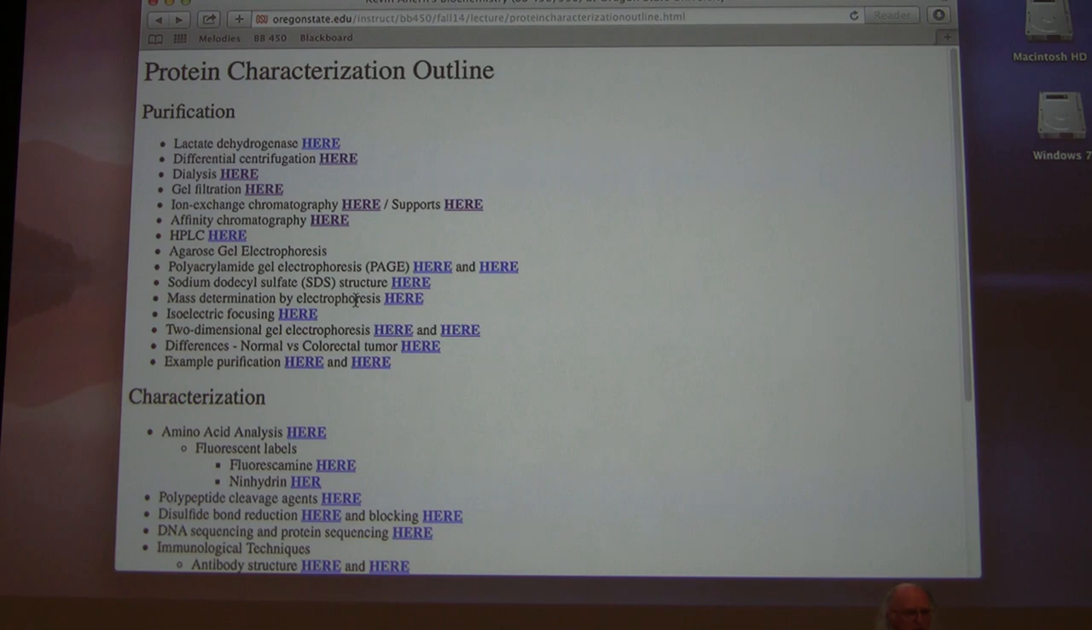Okay. Now, I'm going to come back and talk about HPLC next time, but this time I want to talk about gel electrophoresis. How many people in here have done gel electrophoresis? Whoa, virtually everybody's done gel electrophoresis. Okay, so it means I don't have to cover this then, right?